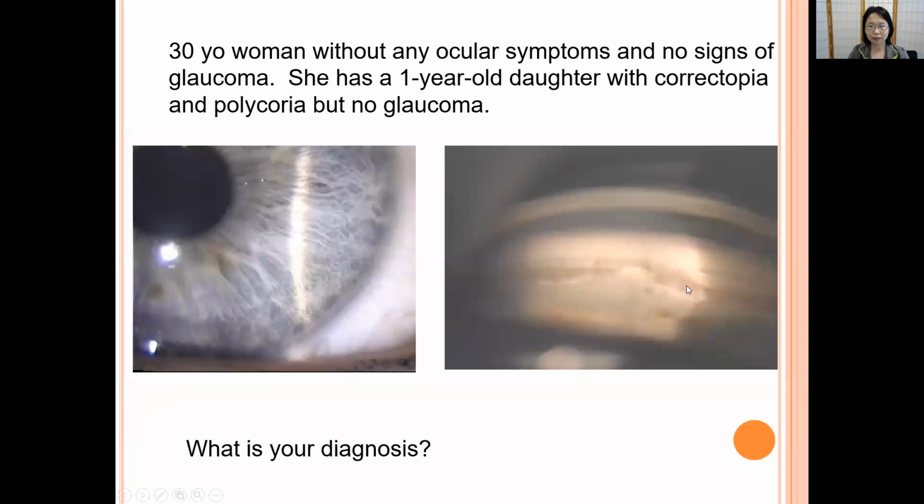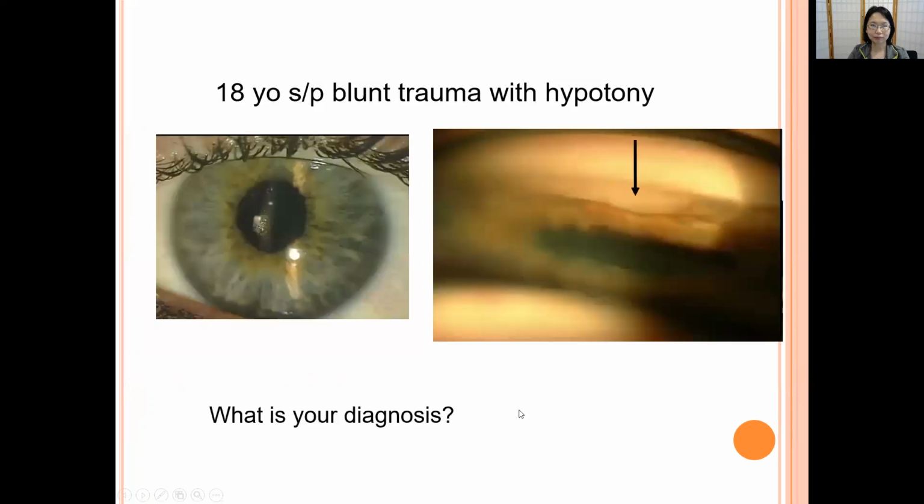As you can see, there is some iris adhesion to the posterior embryotoxon, which you can see here as well, but this does not necessarily relate to the degree of glaucoma in these patients. These patients may not develop glaucoma, but can have glaucoma.